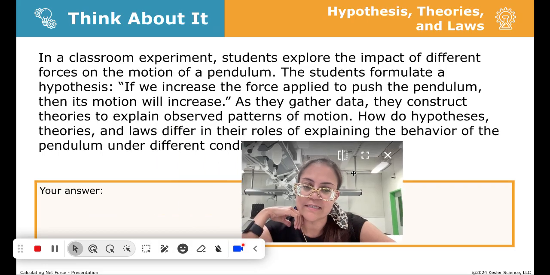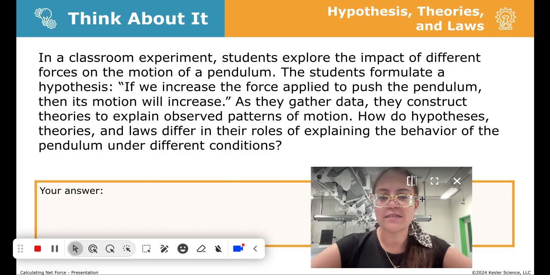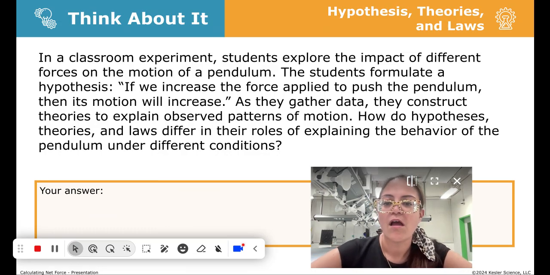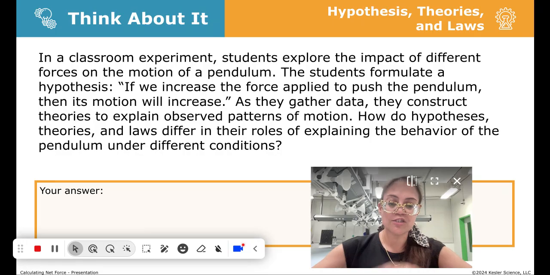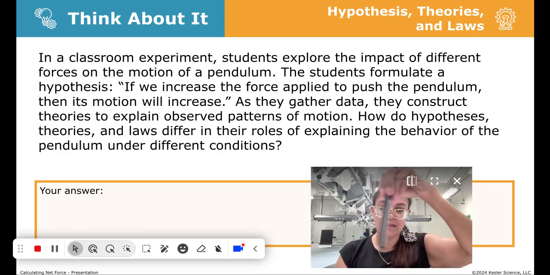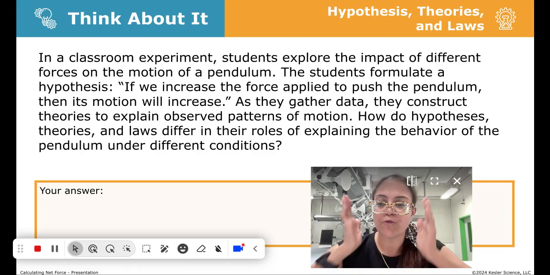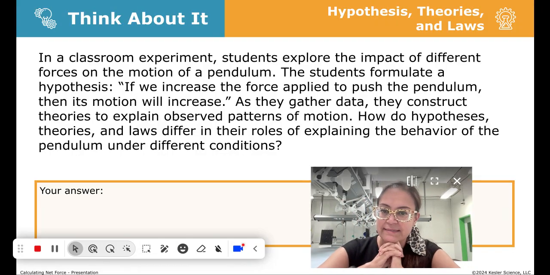Okay, so let's see what this one says. In a classroom experiment, students explore the impact of different forces on the motion of a pendulum. A pendulum is something that swings back and forth like that. The students formulate a hypothesis. Hopefully we know what a hypothesis is. If we increase the force applied to push the pendulum, then its motion will increase. As they gather data, they construct theories to explain observed patterns of motion. How do hypotheses, theories, and laws differ in their roles of explaining the behavior of the pendulum under different conditions?